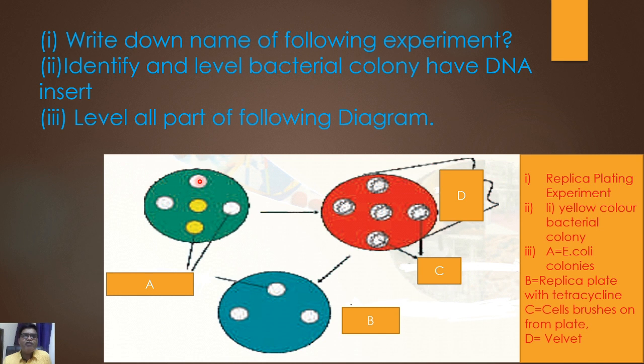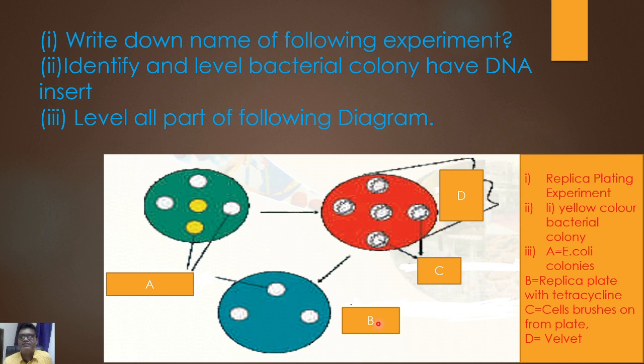So it confirms the transformation. And the next question: identify the label of the bacterial colony that has a DNA insert. A means the colonies that are yellow in color have foreign DNA insert. Try to know the labels of all the parts of the diagram. A means E. coli bacterial colony, all are E. coli bacterial colony. But in this case, yellow color contains foreign DNA insert, and in white color there is no foreign DNA insert.